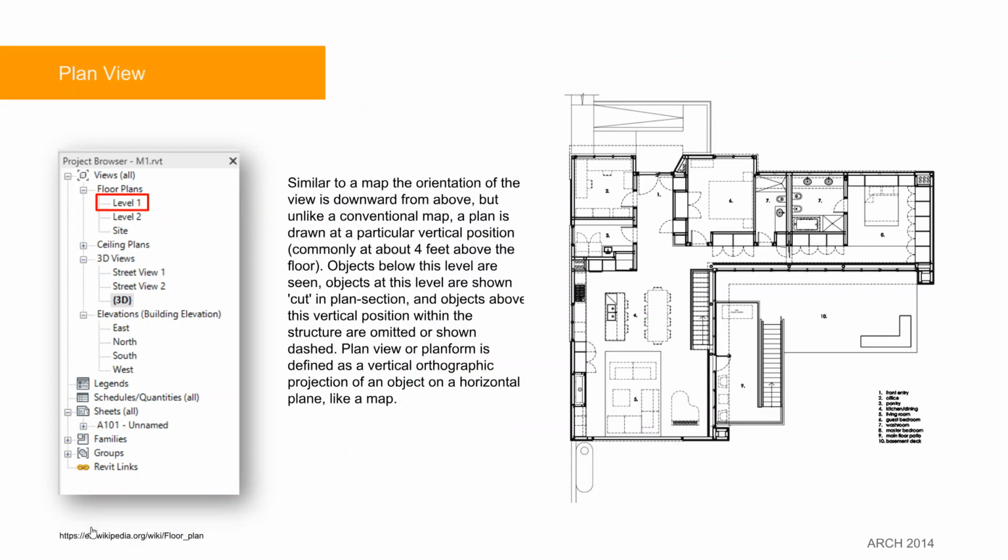This is the floor plan view. The idea is that we cut through the building looking down upon it at a 4-foot level, and it tells us the relationship of rooms, placements of fixtures, locations of doors and windows, door swings, points of egress.